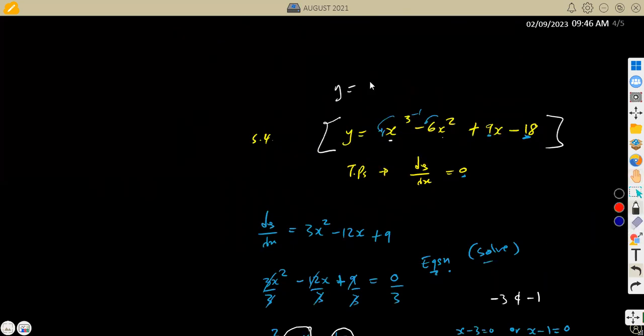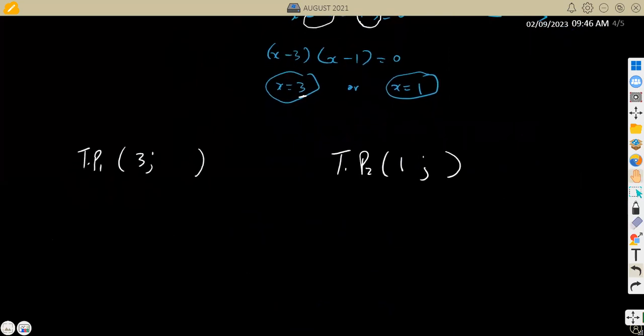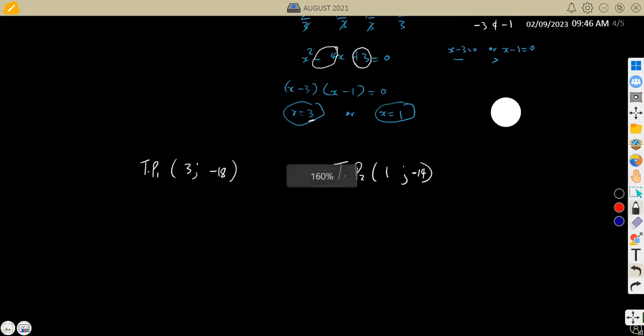So that will be y is equal to 3 to the exponent of 3 minus 6 times 3 to the exponent of 2 plus 9x, that's 9 times 3, minus 18. And if we substitute properly, we are going to obtain negative 18. So when x is equal to 3, we obtain negative 18. You do the same when x is equal to 1, and you are going to obtain something like negative 14. So these are the turning points that you are given.